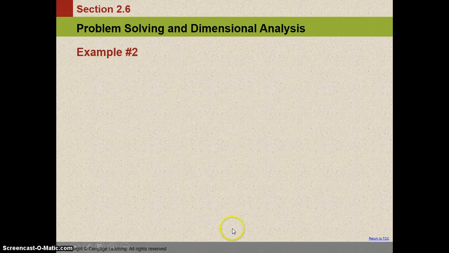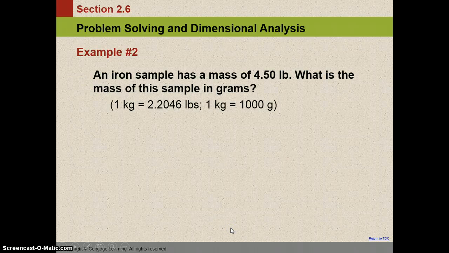Look at example number 2. An iron sample has a mass of 4.5 pounds. What's the mass of the sample in grams? Now, on this problem, these are things that you don't necessarily know from memory, the conversions, so you have to look them up in your textbook or look on your reference sheet. So they give those to you here.